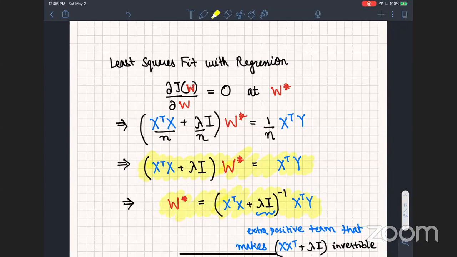Now you can see that there is this extra term which pops up. This is basically called the ridge. Earlier it was (X transpose X) whole inverse X transpose y. There was no lambda. If lambda equals zero, this would be just like least square fitting. So that is called the ridge.